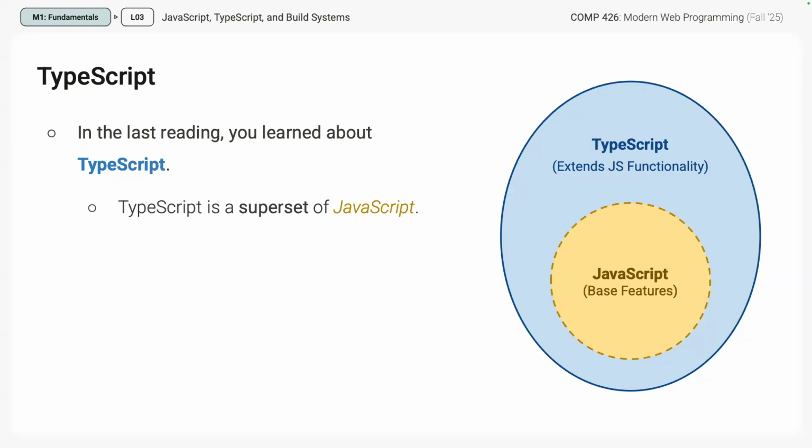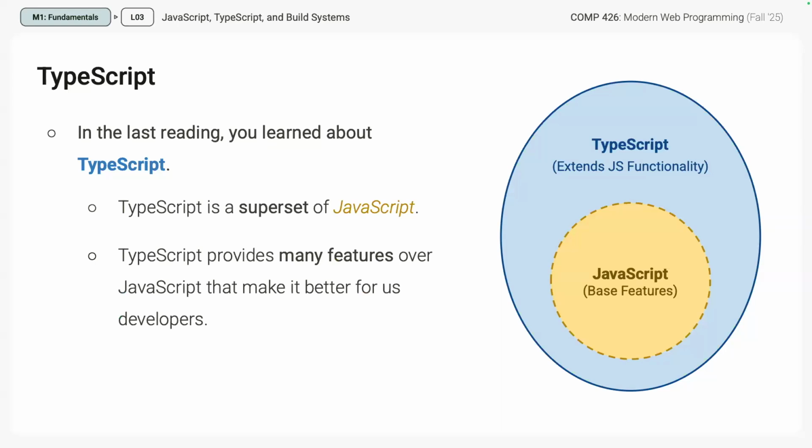We have TypeScript, and we have JavaScript. JavaScript is what TypeScript is based off of. All TypeScript does is add a few extra features that make it easier for us to use as developers, right? It provides many features that make it easier for developers. What are these features, right?